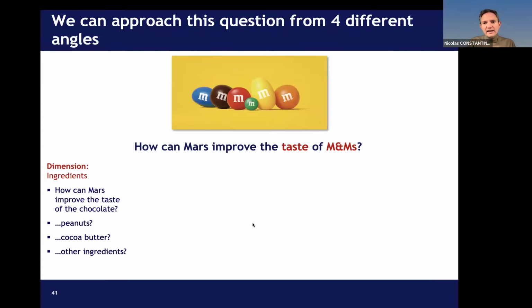Essentially, this kind of thinking is called component thinking. What I've done is I've taken one of my cores, the M&Ms, and I've broken it down into its components.